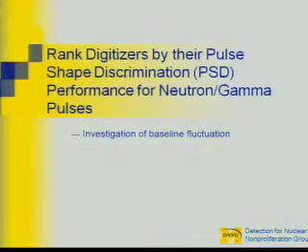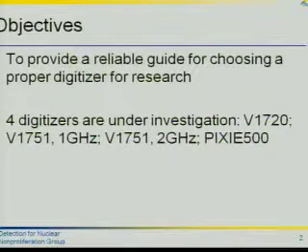Our project is to rank 4 different digitizers by their pulse shape discrimination performance for neutron and gamma pulses. And I'm responsible for the investigation of baseline fluctuation. Digitizer is a very important device in radiation lab. However, researchers have little idea on which digitizer has better PSD performance. Our project is very important because it is to provide a reliable guide for choosing a proper digitizer. 4 common digitizers are under investigation.